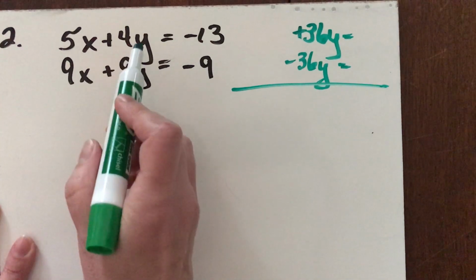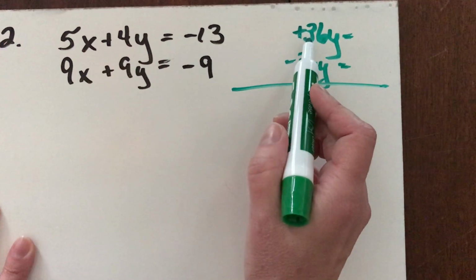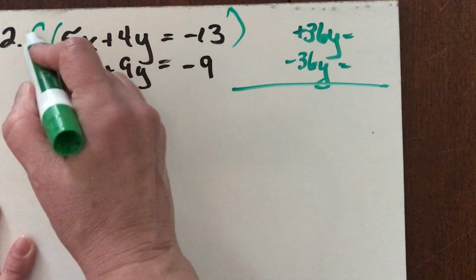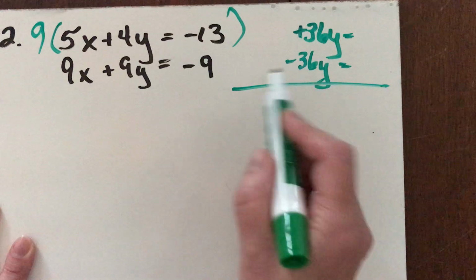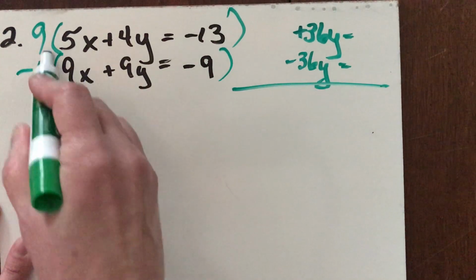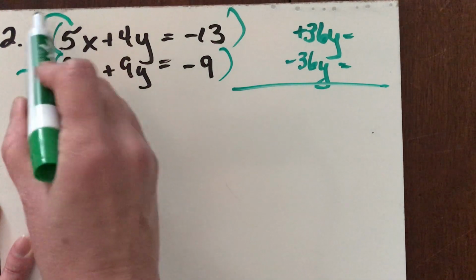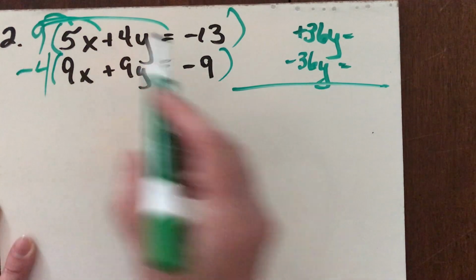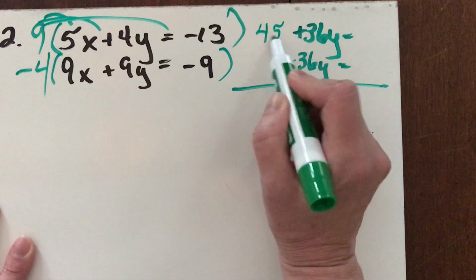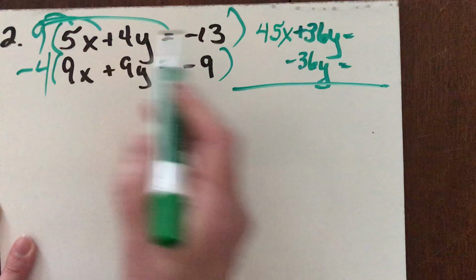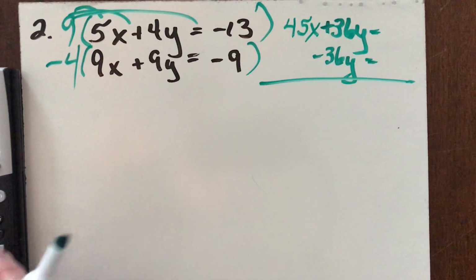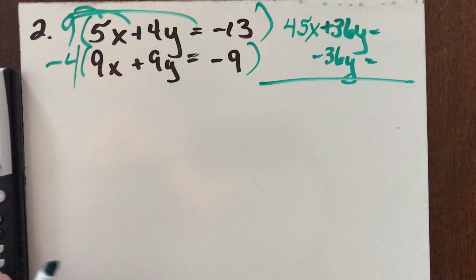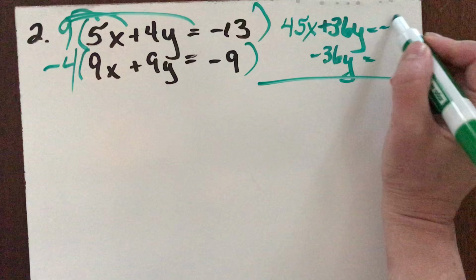So what am I going to multiply 4y by to get positive 36? That's going to be 9. What would I multiply 9y by to get a negative 36? Well, that would be negative 4. So then I've got to multiply three things. 9 times 5x is 45x, plus 9 times 4y is 36y, and 9 times negative 13 is going to be negative 117.